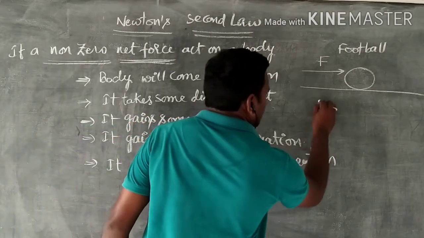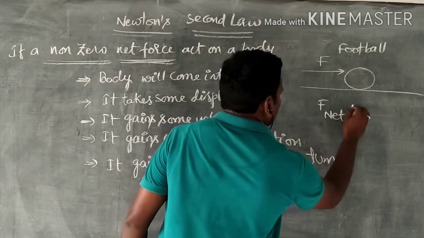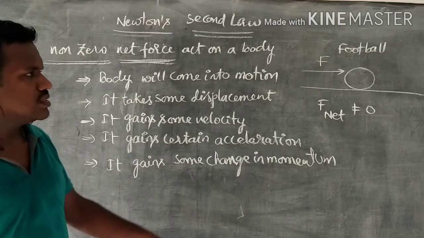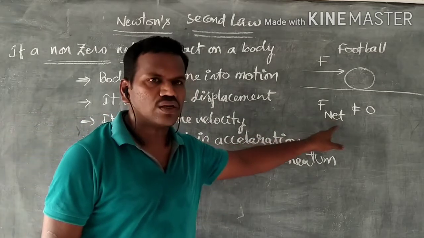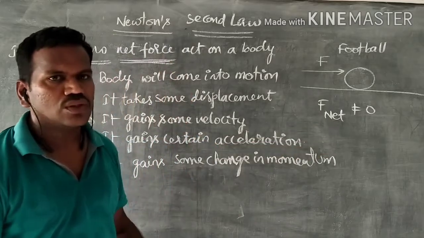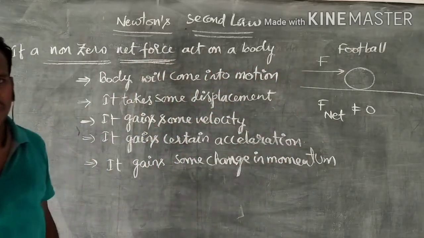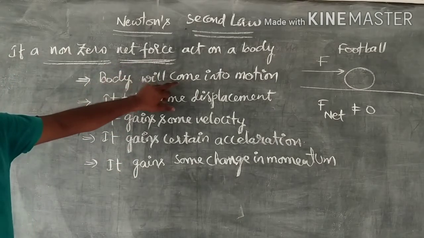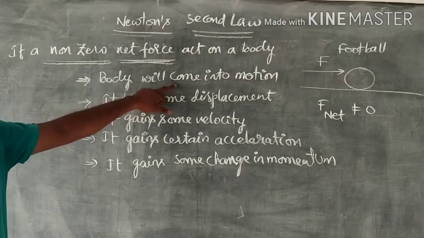This means F net is not equal to 0. This means a certain amount of force is applied on that. Then F net is not equal to 0, and the body will be set into motion. If F net is not 0, the body will come into motion.